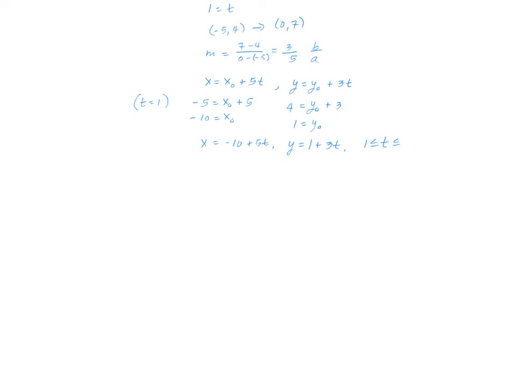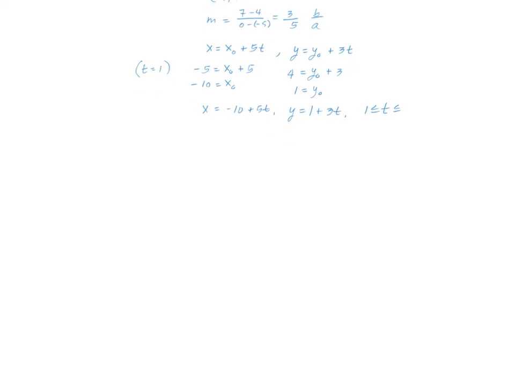Well, we could algebraically figure that out as we did before, or I could simply substitute in 2 for t and see if I get to the point 0, 7. So just to verify, if I put in 2 for t, this is negative 10 plus 10, and I'm at 0, that checks out. If I put in 2 for t, I get 1 plus 6, so y is equal to 7, and I'm at the point 0, 7. All right.